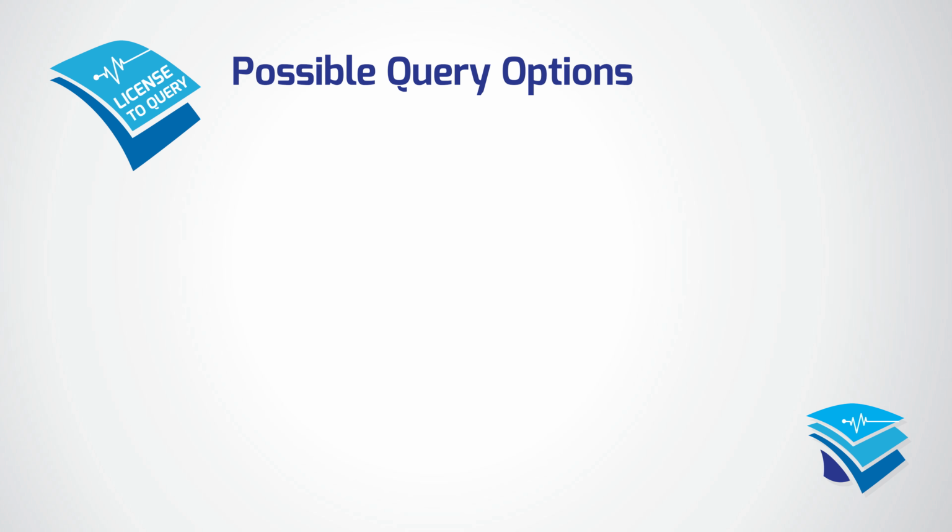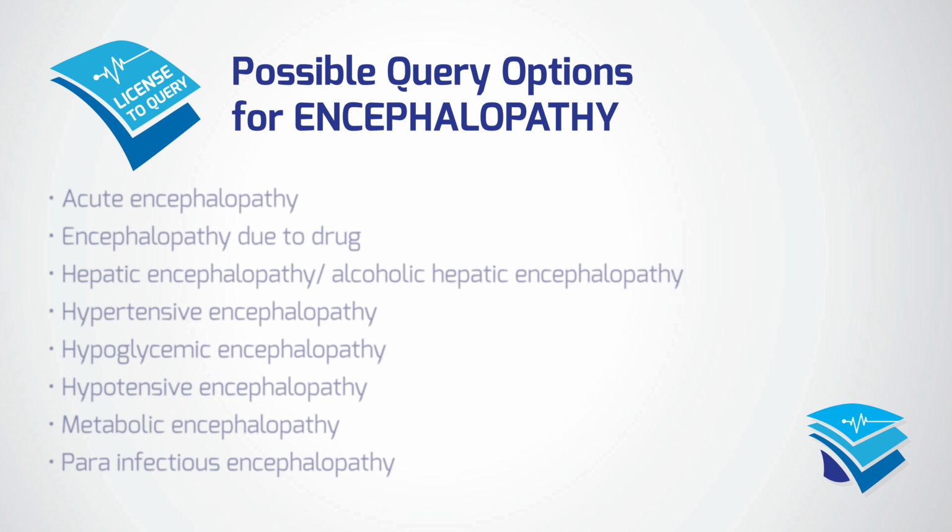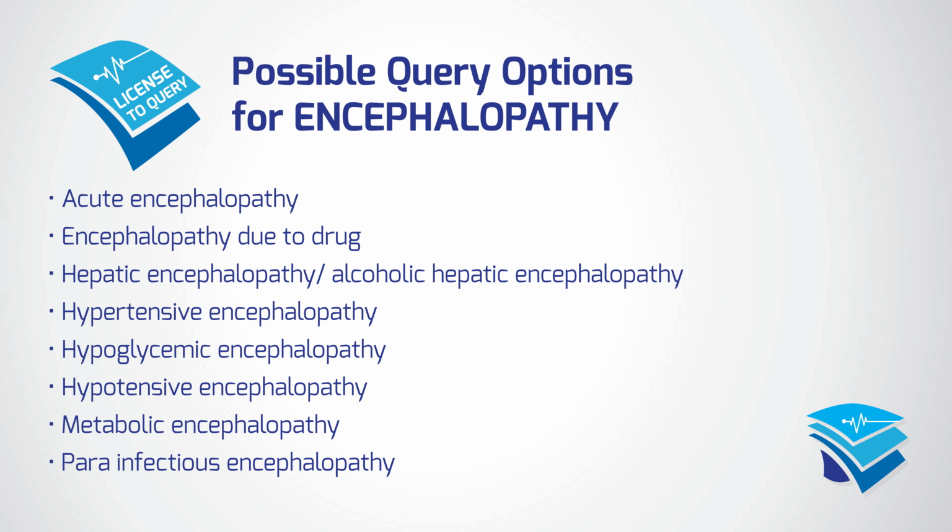Possible query options for encephalopathy include acute encephalopathy, encephalopathy due to drugs, hepatic encephalopathy, alcoholic hepatic encephalopathy, hypertensive encephalopathy, hypoglycemic encephalopathy, hypotensive encephalopathy, metabolic encephalopathy, parainfectious encephalopathy.